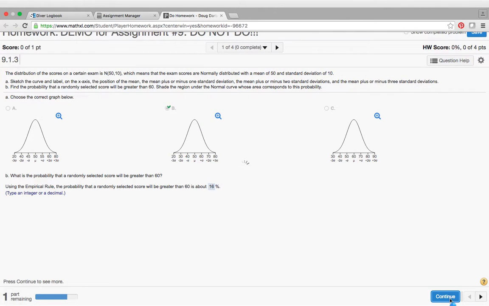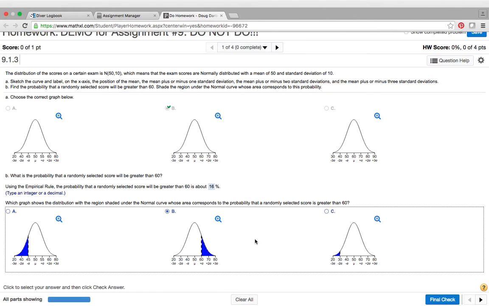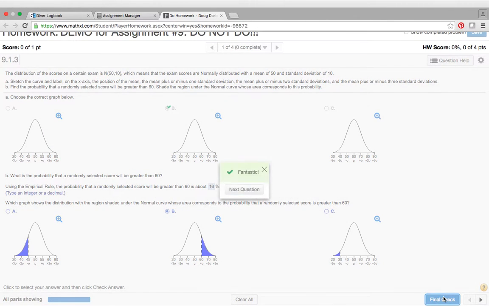All right. Which graph shows the distribution with the region shaded under the normal curve whose area corresponds to the probability that a randomly selected score is greater than 60? Well, it needs to be the area to the right because it's greater than, and it needs to start at 60. So guys, clearly B would be the correct answer in this situation.